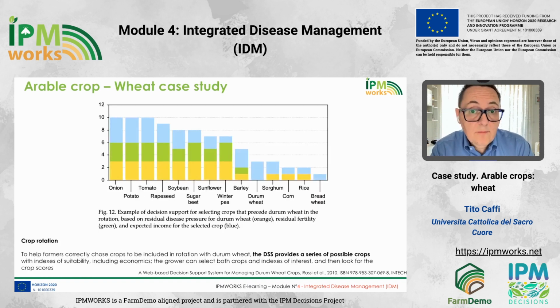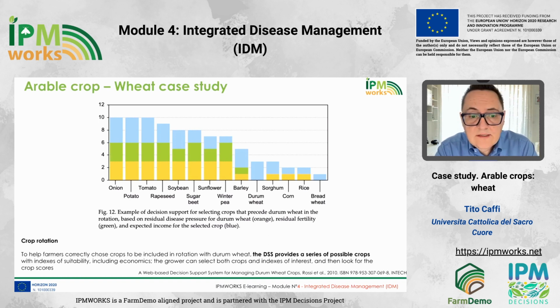From many different points of view, crop rotation is a crucial part, because we can choose the proper variety and, if available, a resistant variety for a specific crop, according to what we were growing on the same field before, with a different level of, let's say, risk according to residual disease pressure, residual fertility, and expected income.